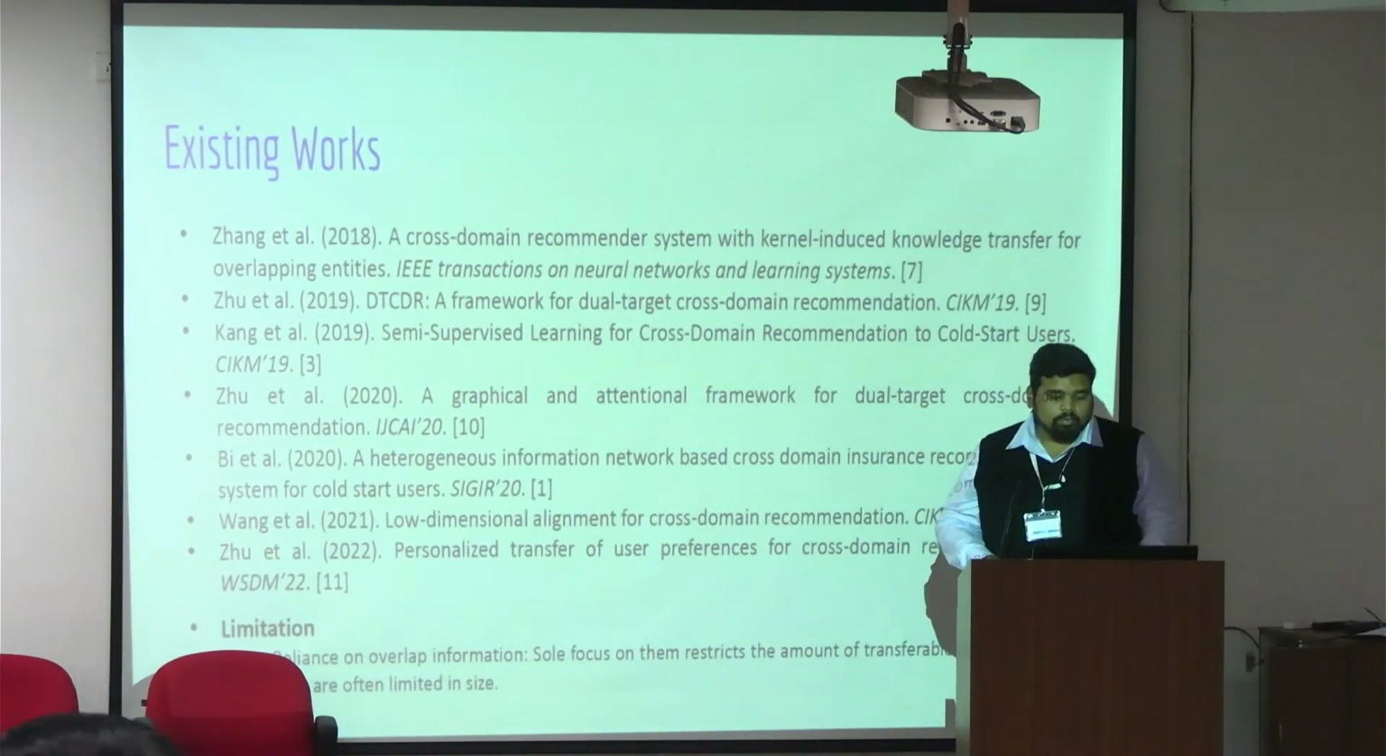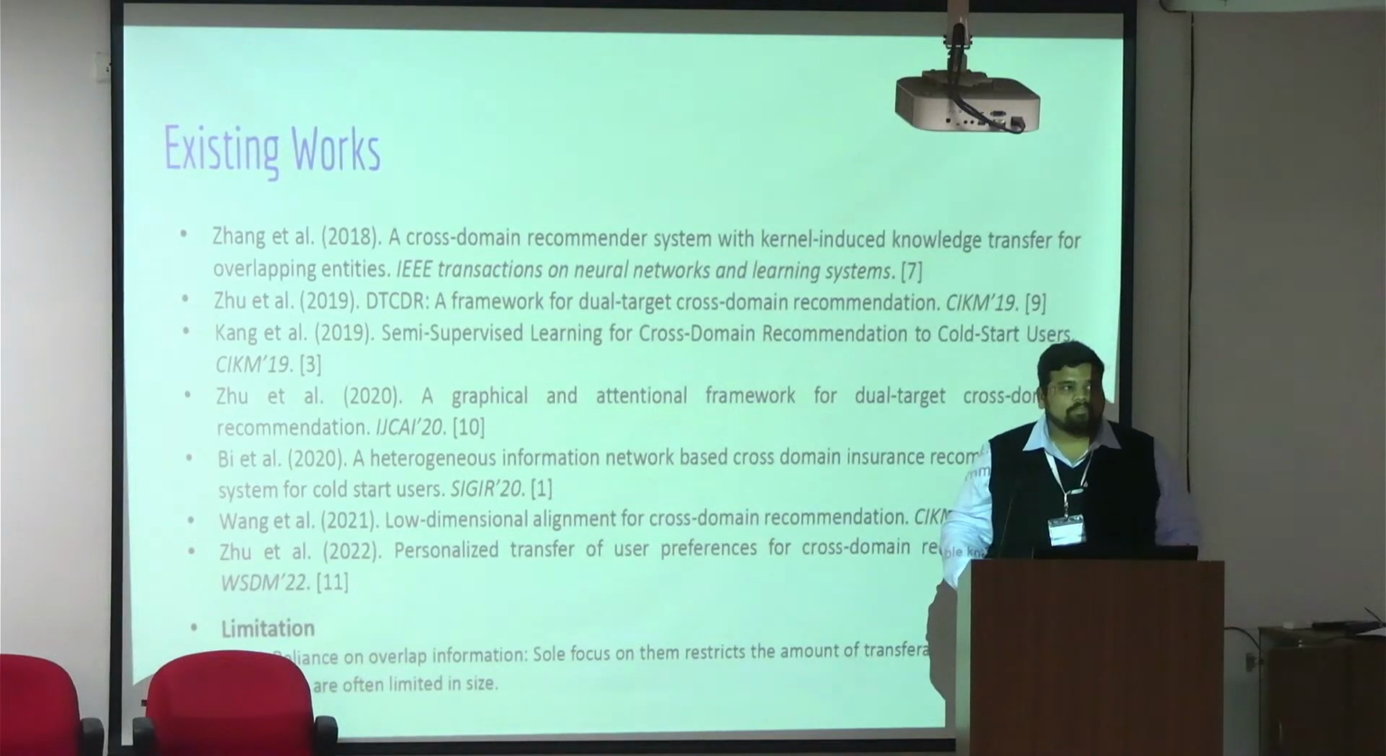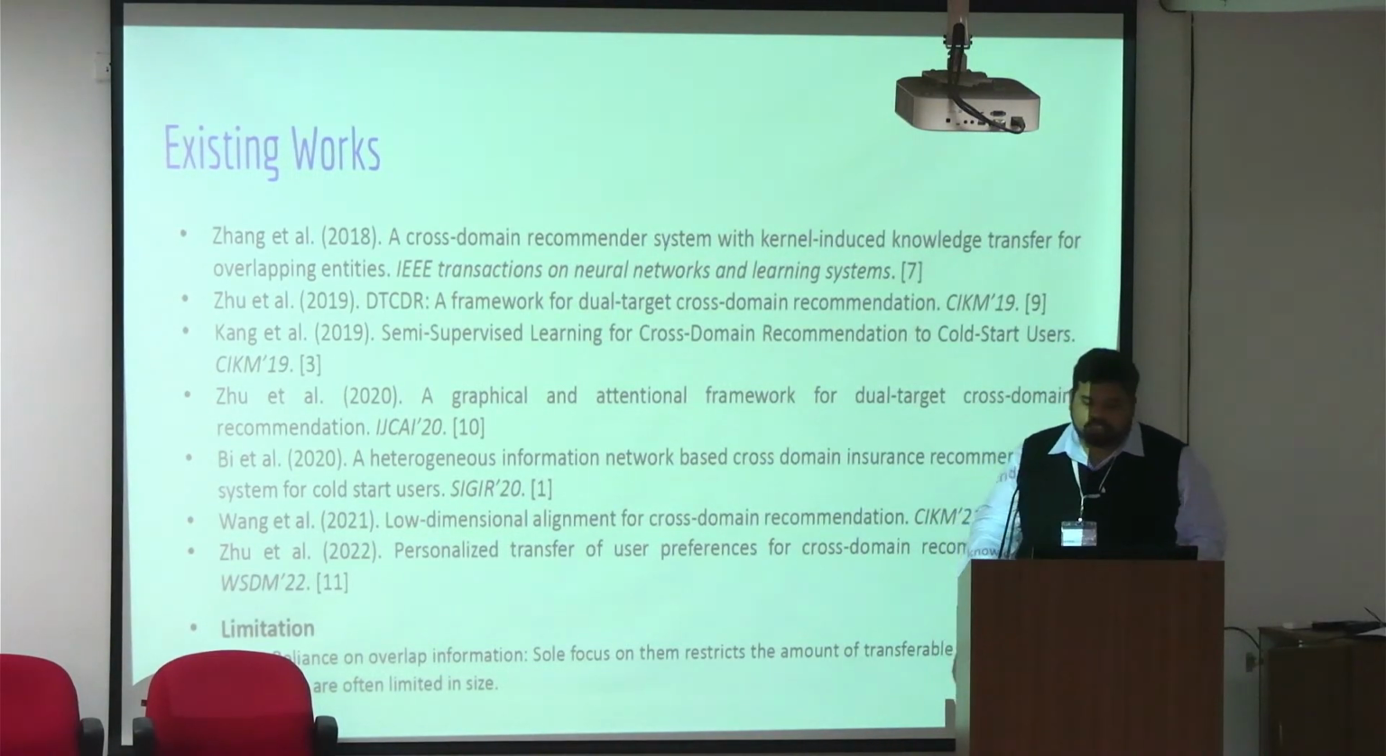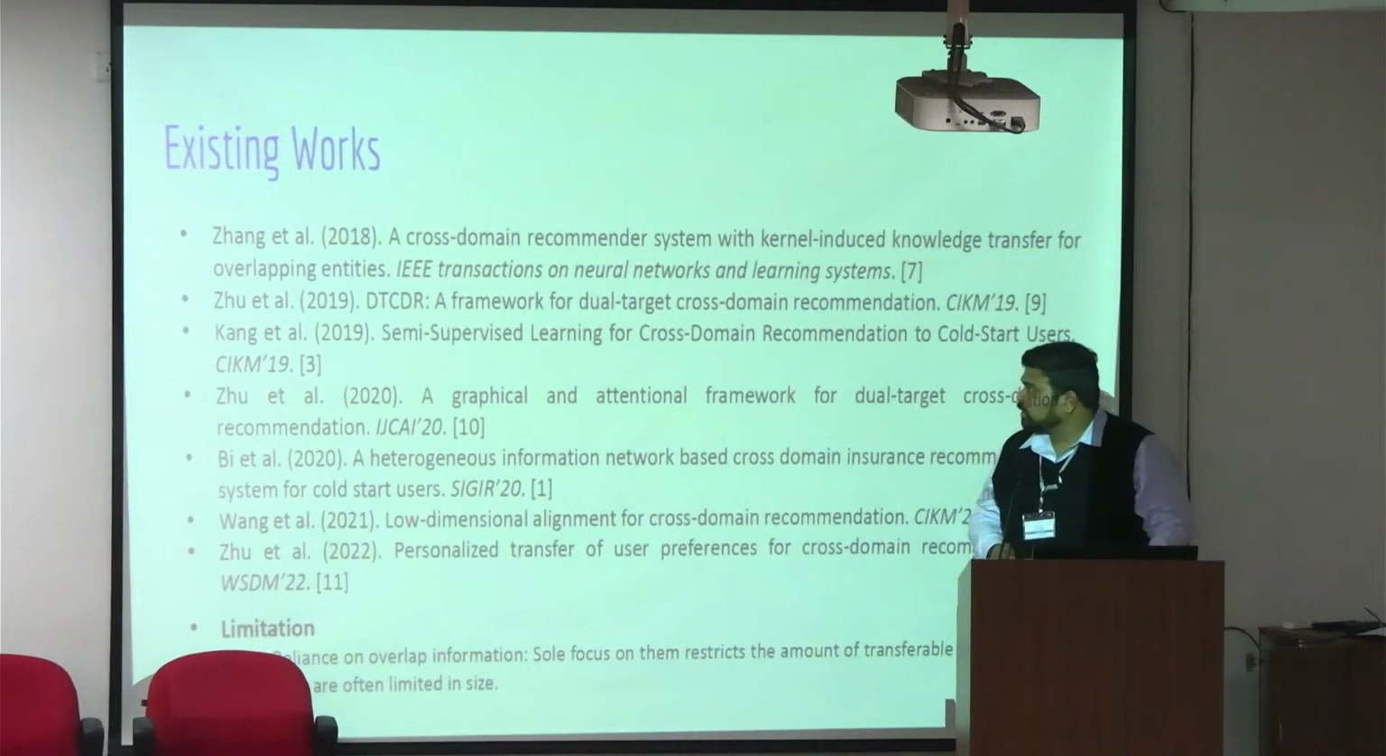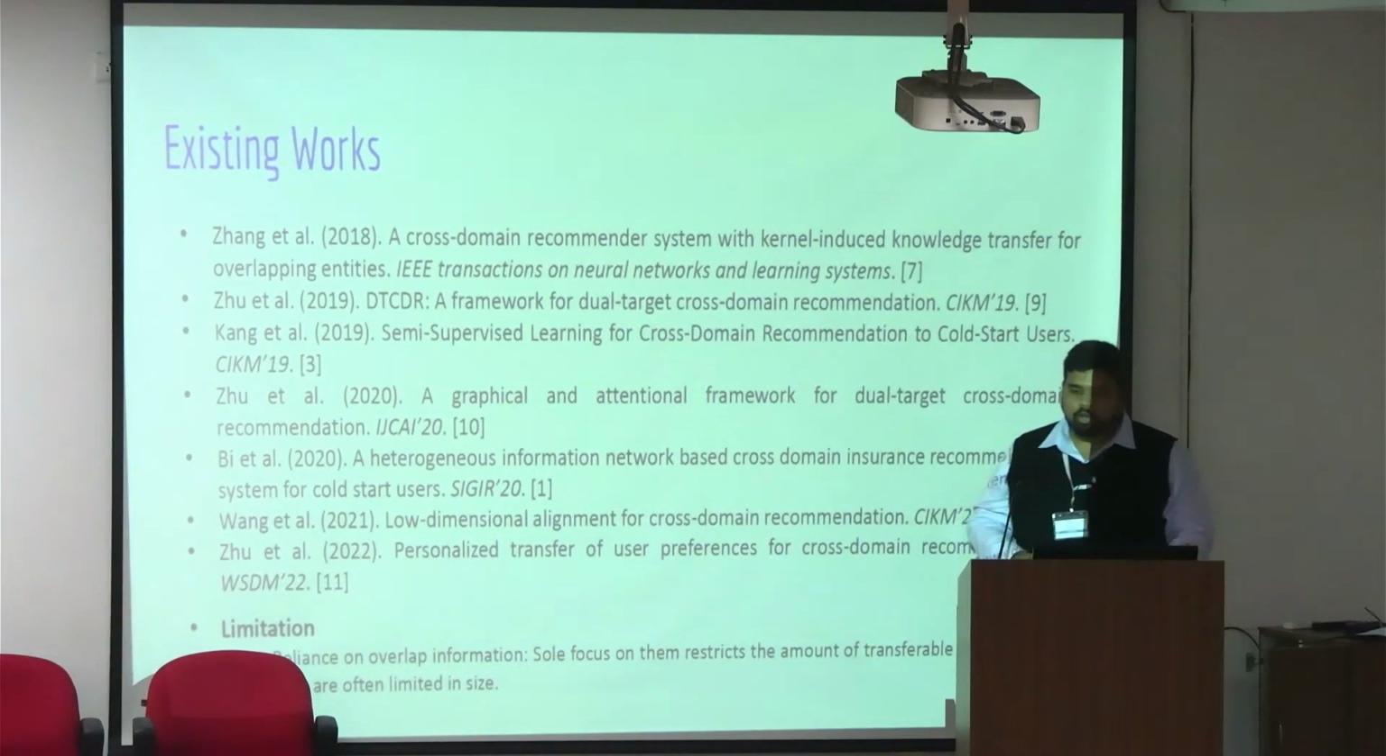One of the common approaches to achieve cross-domain recommendations is using the overlap information. There might be some overlapping users or items across domains which we can use to map the knowledge from the source to the target domain. These are a few of the existing works that utilize the overlapping information to map the knowledge, but one of the major limitations is the reliance on the overlap information. The sole focus on them restricts the amount of transferable knowledge as they are often limited in size.